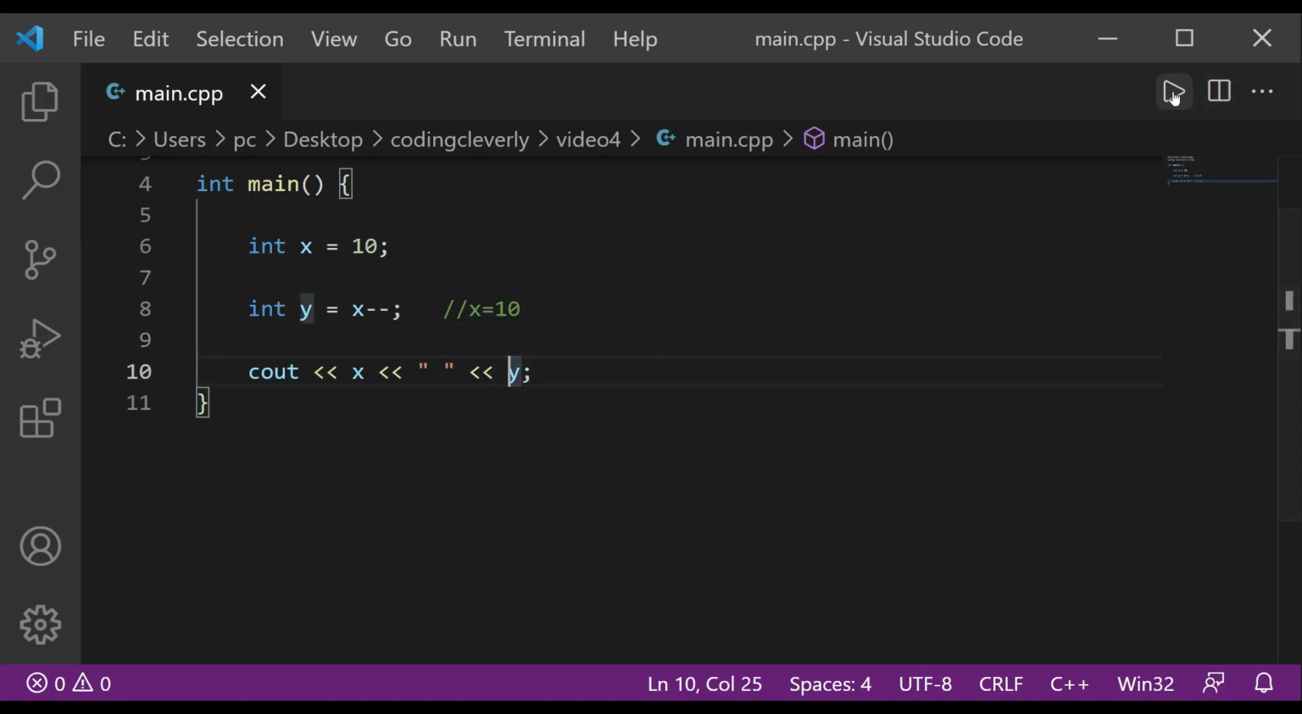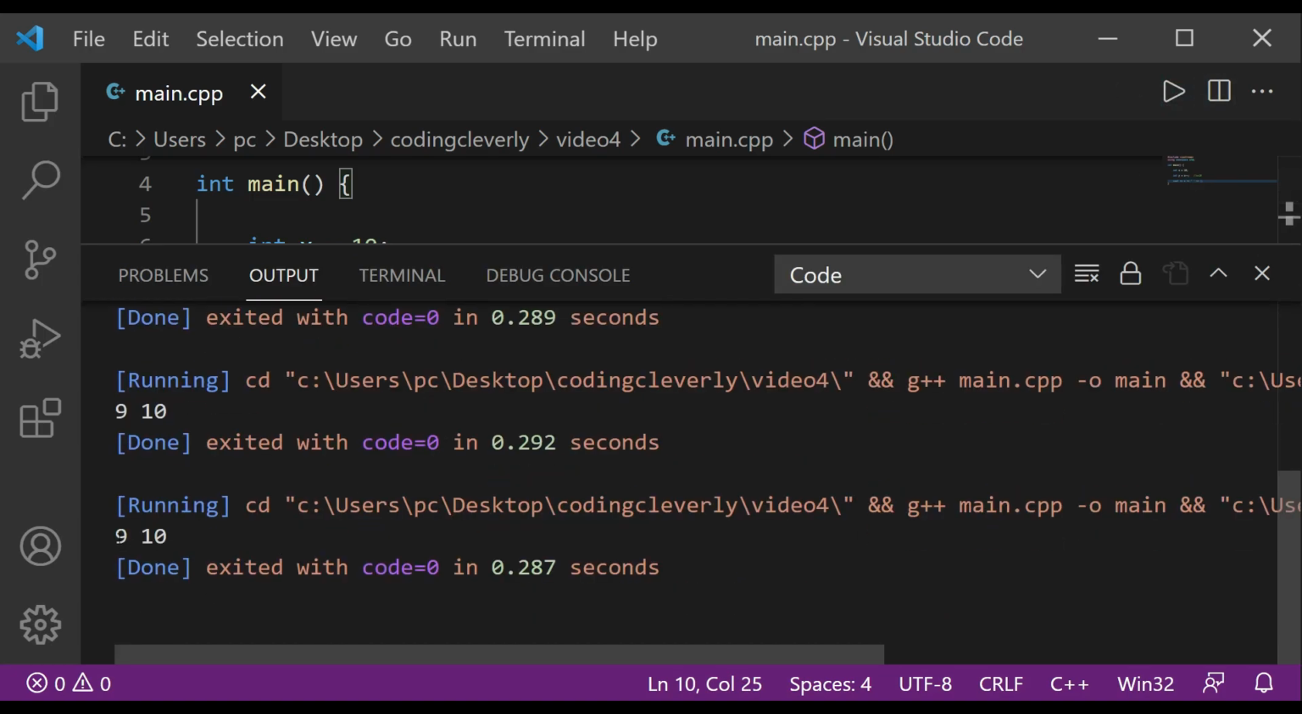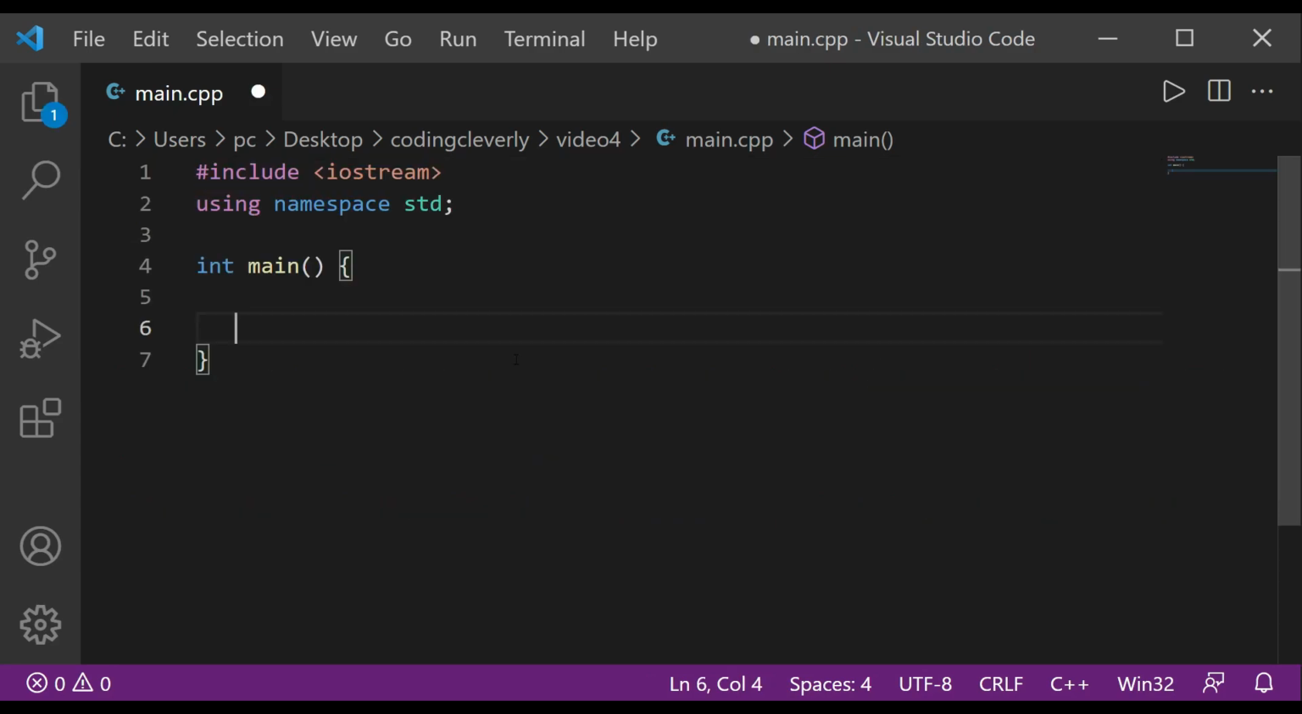So let's just run this up. And over here you can see 9, which is the value of x, and 10, which is the value of y. So the next thing I wanted to talk about were assignment operators. Assignment operators are used to assign values to variables.